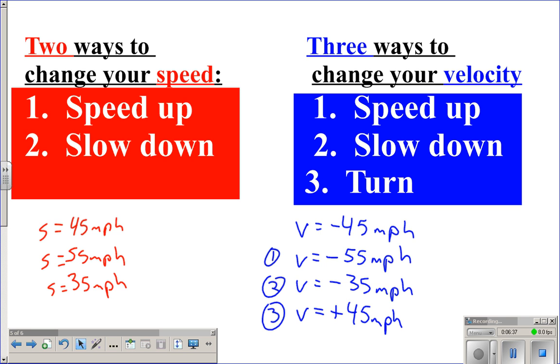So those are the three different ways to change your velocity. Over here, let me put numbers on these. This one was speeding up. This one was slowing down.